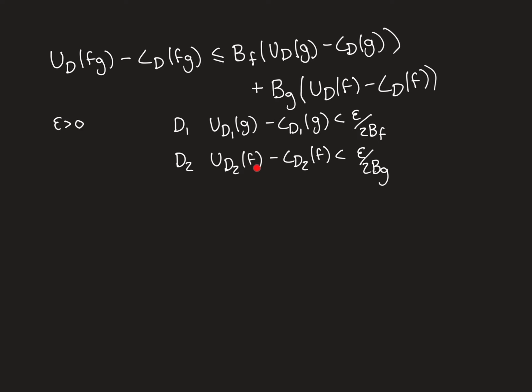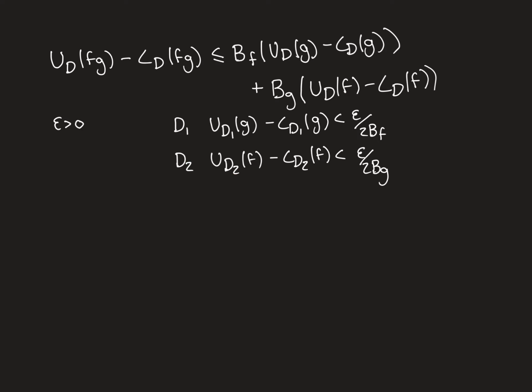Similarly, we can apply the Riemann integrability criterion for the function f, and we can find a dissection d2. These two dissections might not be the same. In fact, they're very unlikely to be the same. They could be the same, unless you were trying to make them the same, but they're very unlikely to be.